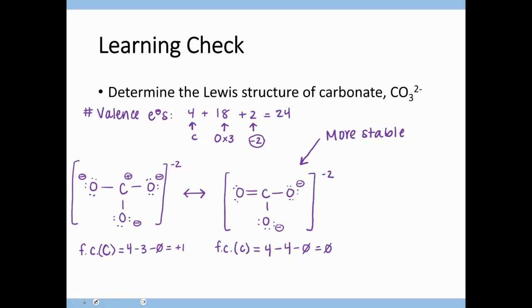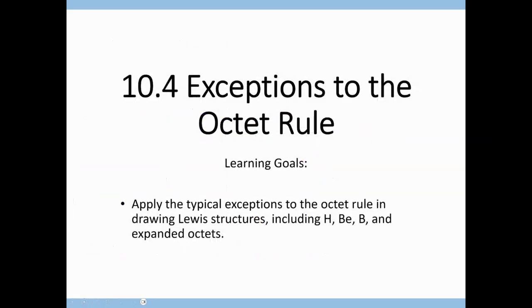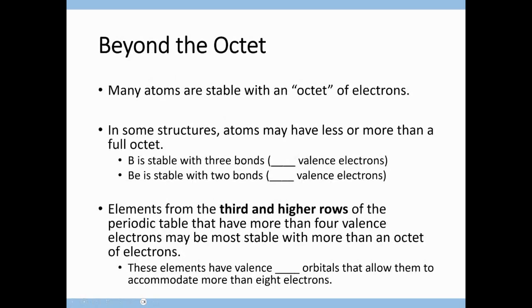Okay, we'll move on to the next section. So, exceptions to the octet rule. Mostly we can use the octet rule, or the duet rule for hydrogen, to determine how many bonds an atom will make. But there are some exceptions.